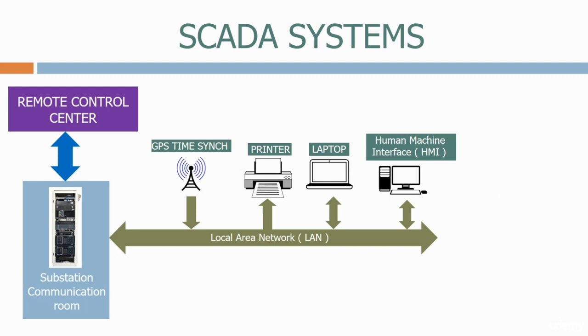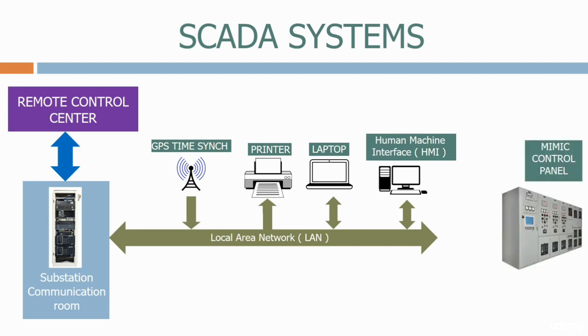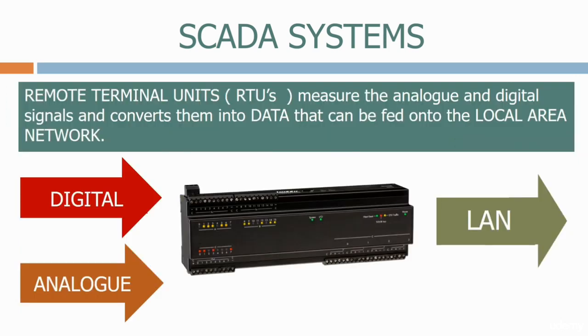We normally have a MIMIC control panel, from which the operators can open and close the equipment and monitor any alarms that come up on the station. To connect the MIMIC control panel to the LAN network, we use a remote terminal unit, or RTU. Remote terminal units, or RTUs, measure the analog and digital signals and convert them into data that can be fed onto the local area network.